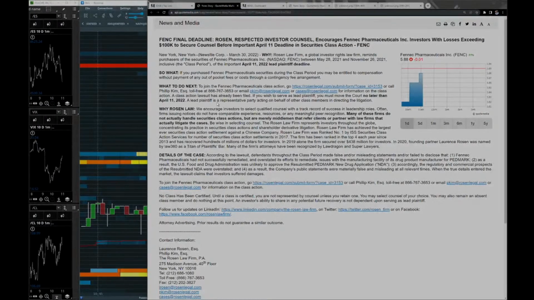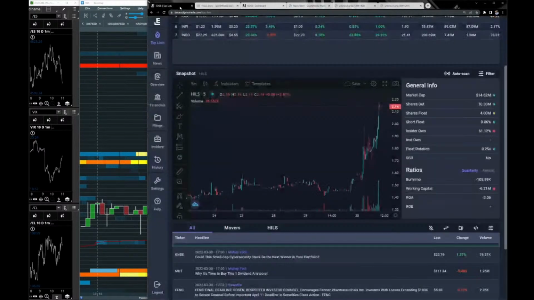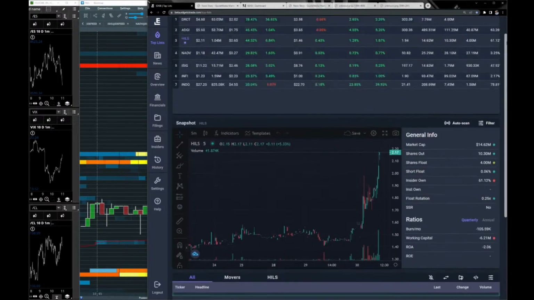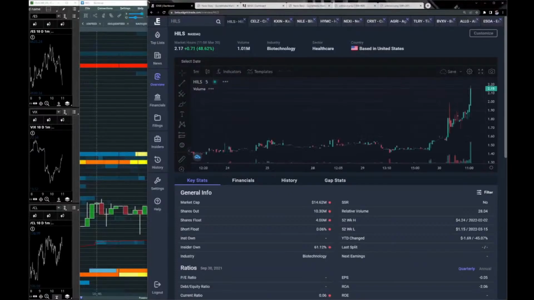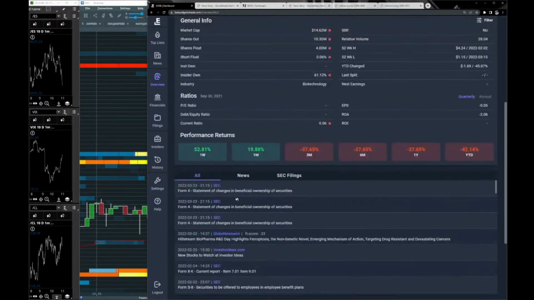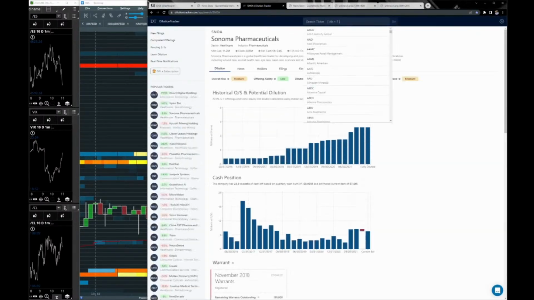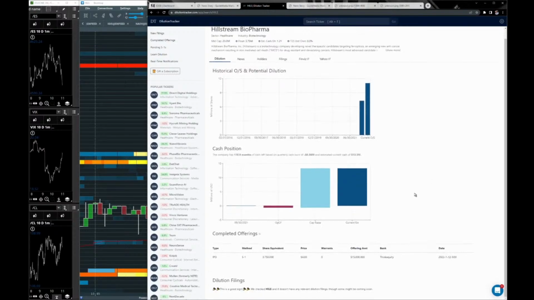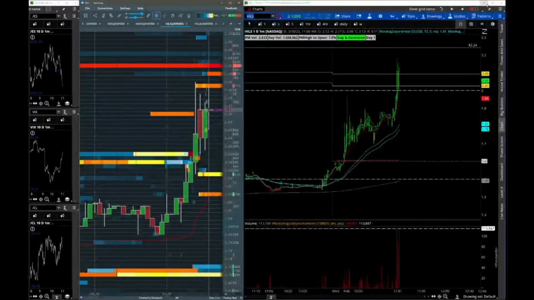So this is the news. Let's see. HEELS overview. So we have no news, sorry. No news on HEELS. More like a pump. Let's see if they have dilution. They have cash, no dilution. They say around 3.75 million float.